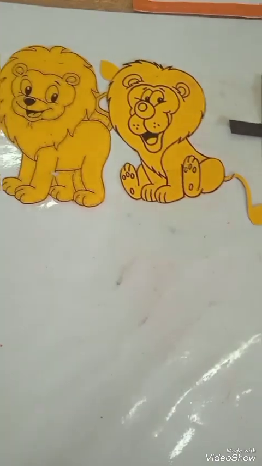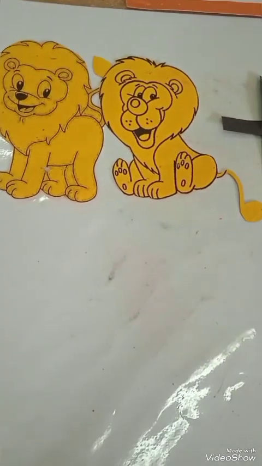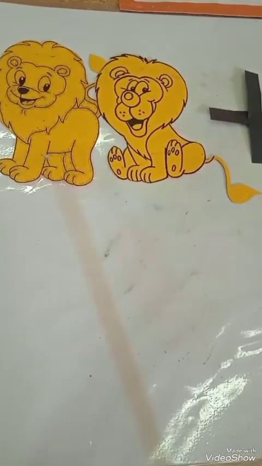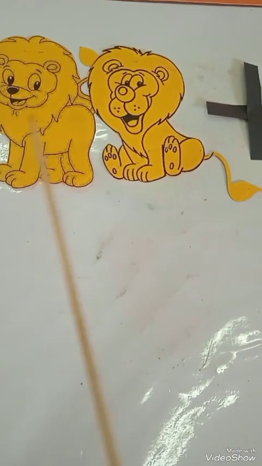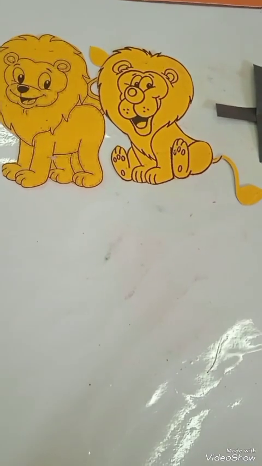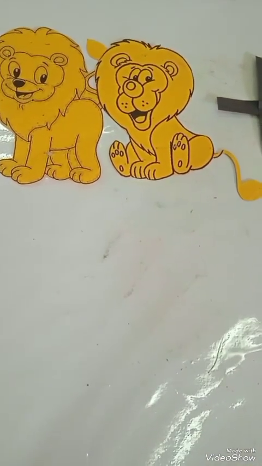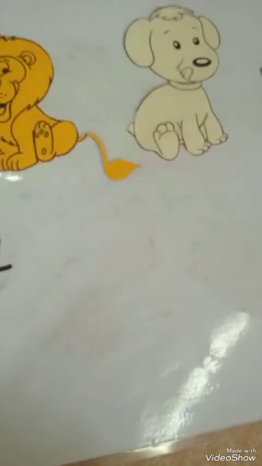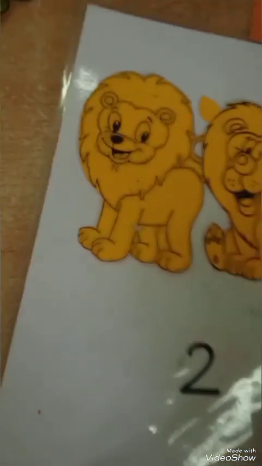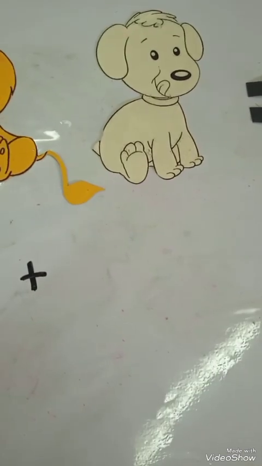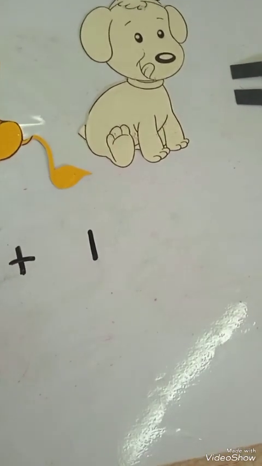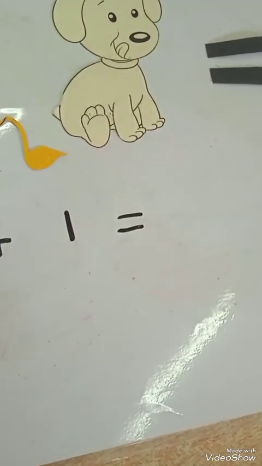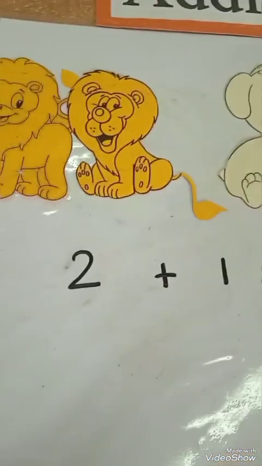Okay kids, now I have some animals as you can see, and now we are going to add these animals. First of all, we are going to count how many animals are there on this side. So first of all, we will count them. How many animals are there? 1 and 2. So which number we are going to write under them? Yes, we are going to write 2. And then we will write plus. Now we have to count how many dogs are there. Yeah, it's 1. So we have to write number 1. Then we will write is equal to.